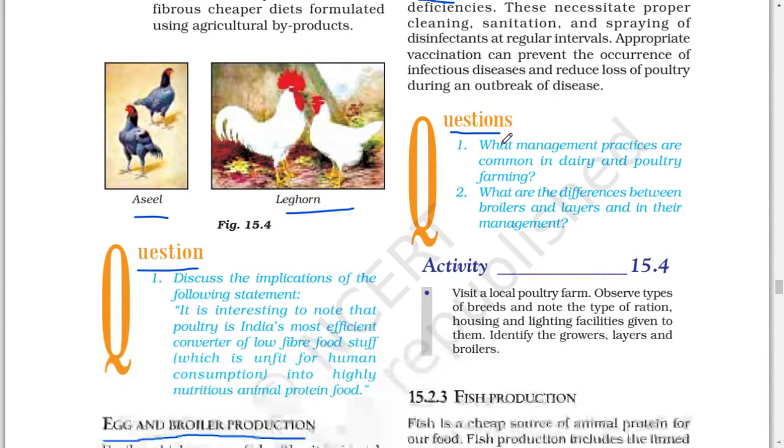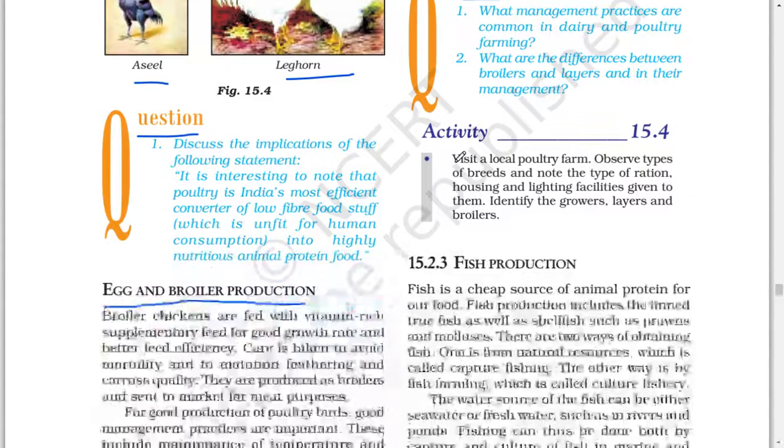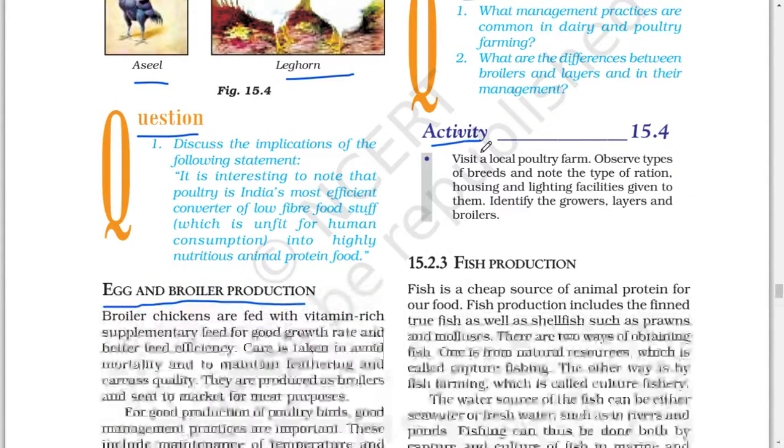Question: what management practices are common in dairy and poultry farming? What are the differences between broilers and layers and in their management? Comment on this. Activity: visit a local poultry farm, observe types of breed and note the type of ration, housing and lighting facility given to them, identify the growers, layers and broilers.